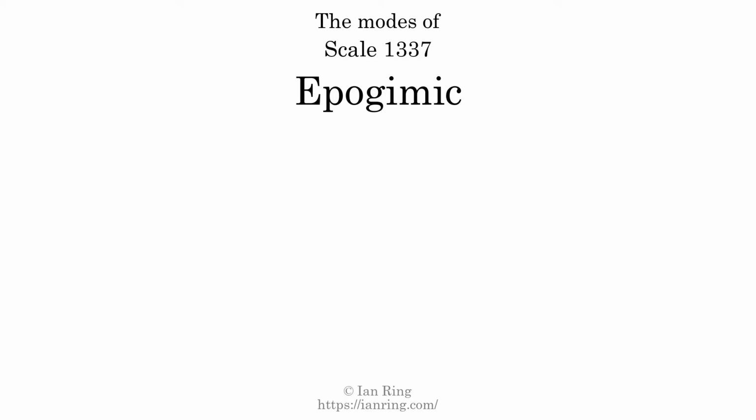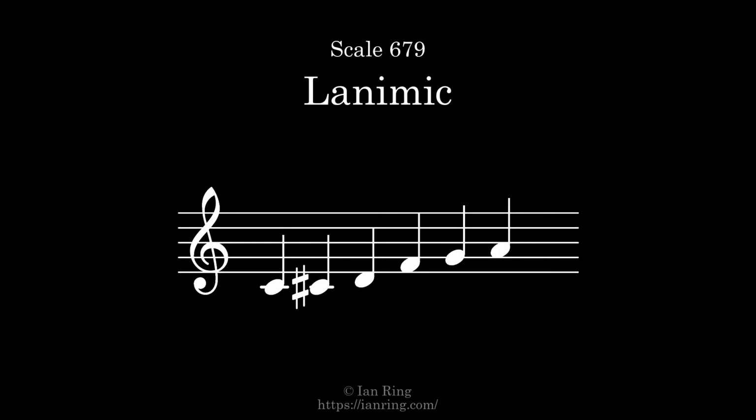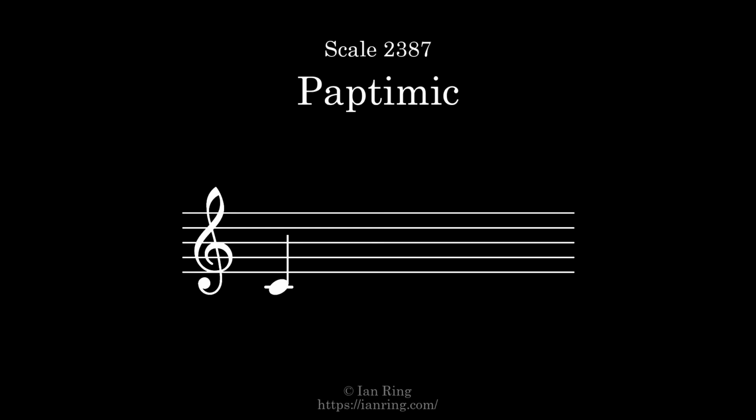This scale has 6 modes. The first mode is itself. The second mode is scale 679, also known as lineamic. It sounds like this. The third mode is scale 2387, also known as paptimic. It sounds like this.